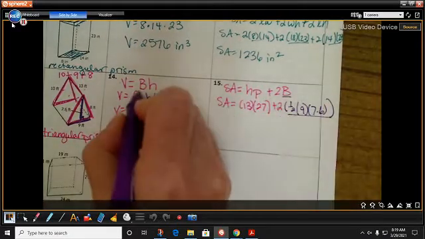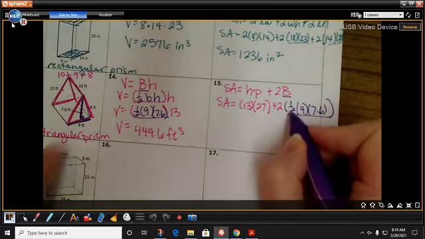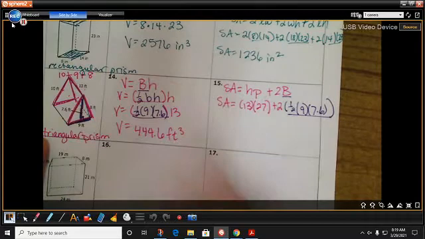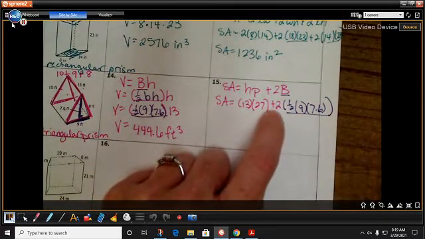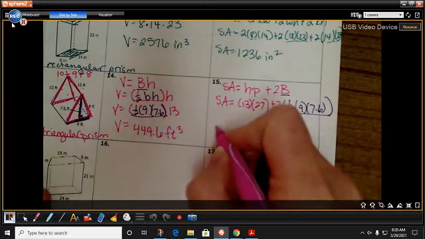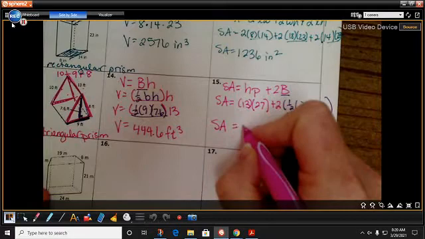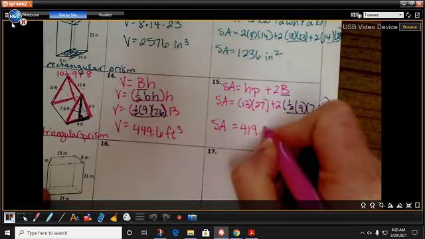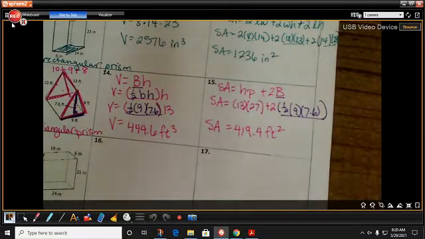I have the area of the base just like I did over here. And so I still use 1/2 the base of the triangle and the height of the triangle. And then there's 2 of those because there's 2 bases to any prism. After this, it's just plugging everything into your calculator, and your surface area comes out to be 419.4 square feet.